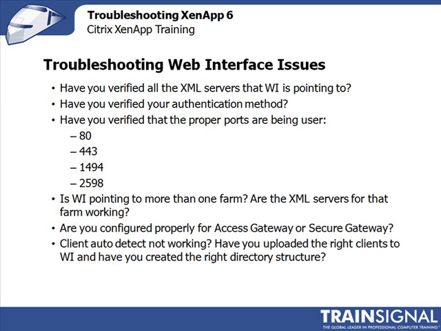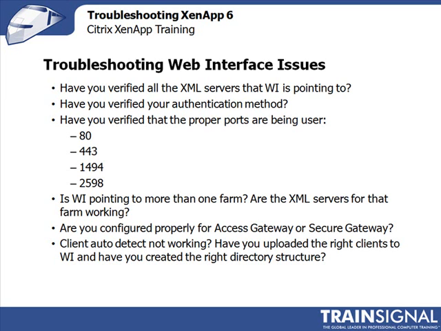Now, one of the most common issues I always hear about with web interface is, well, we can't get the auto client detection to work properly. It's pointing to the Citrix website for the users to download the clients. How do I make it point locally to my web interface server? And the reason this happens is during the installation of web interface, it will ask you if you want to install the clients. If you chose to skip the installation of the clients during the installation of web interface, the auto detection process won't work.